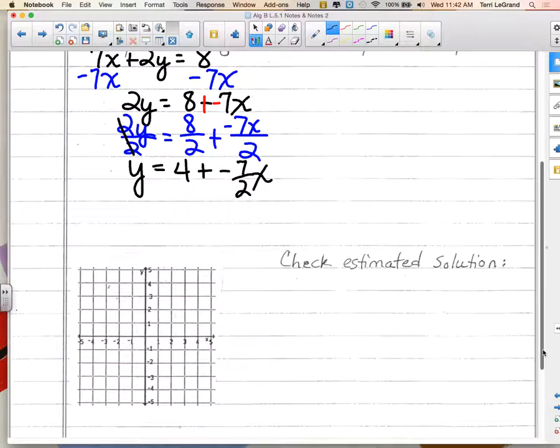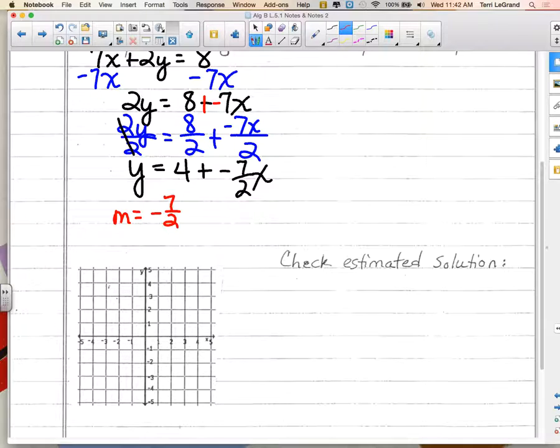Okay, so what's our m and what's our b? M is negative 7. Okay, m is negative 7. B is... No, it isn't. Michaela? Negative 7 over 2.